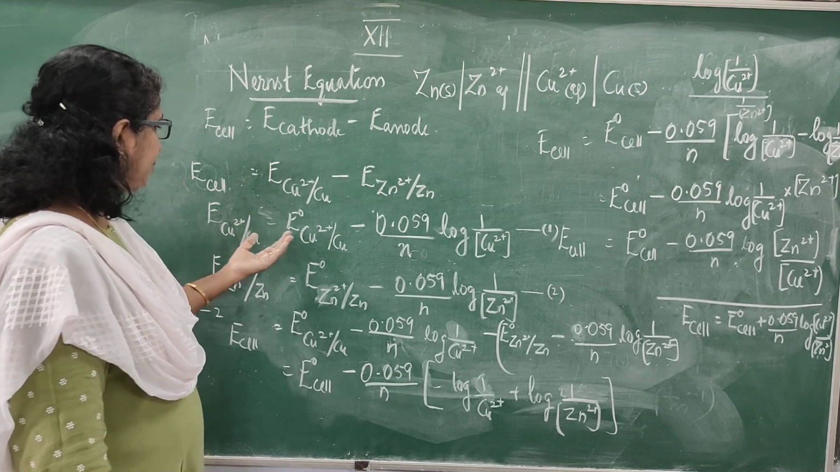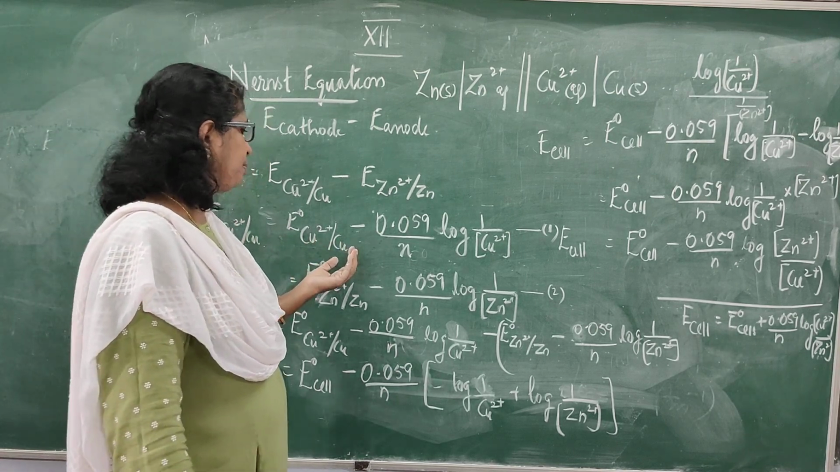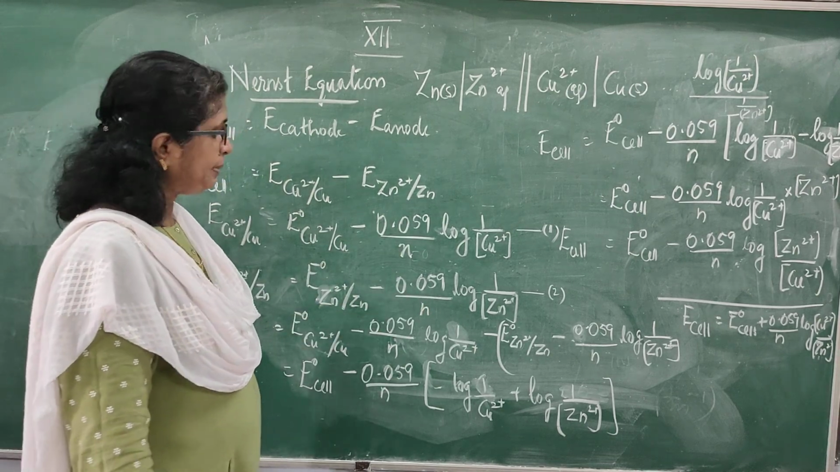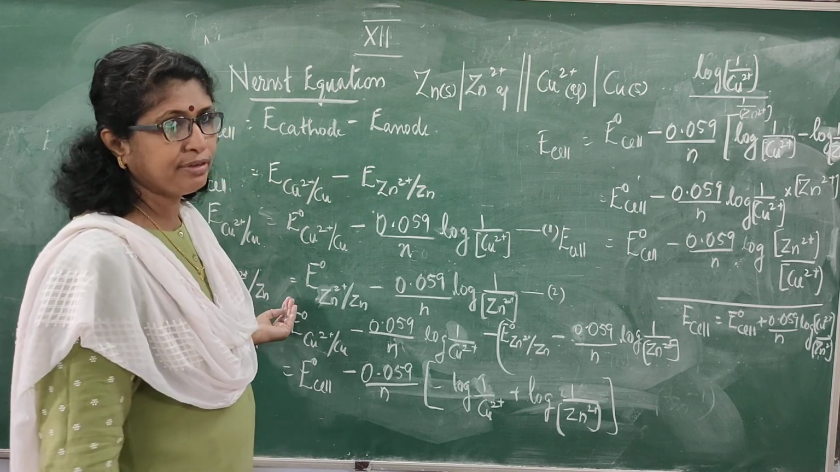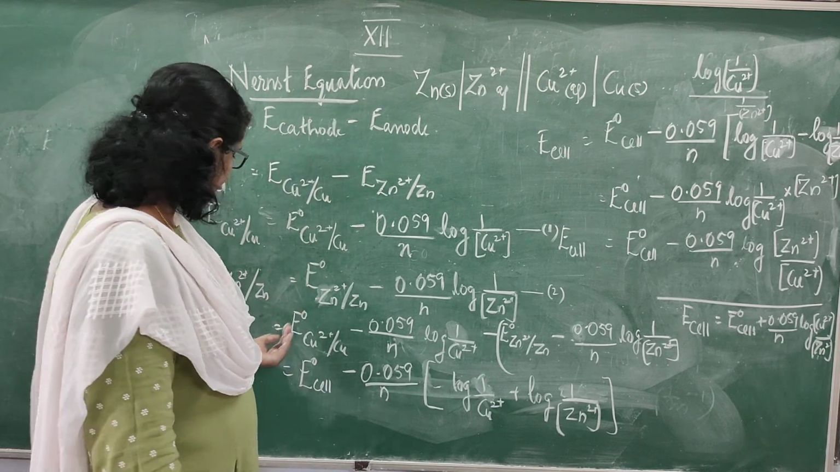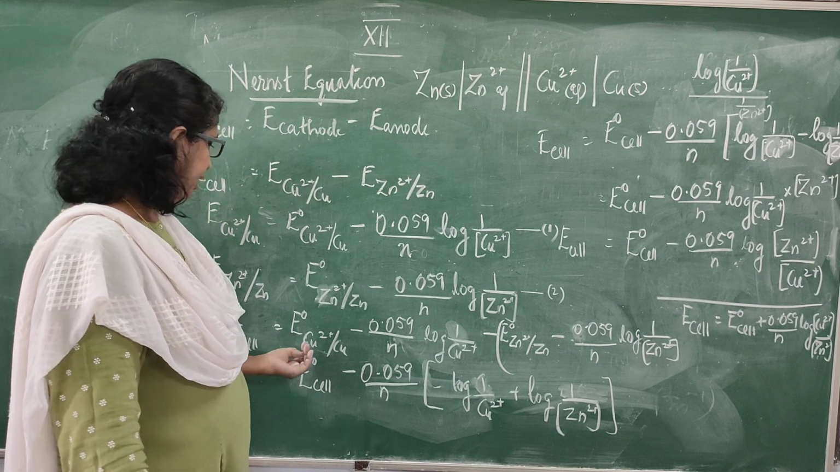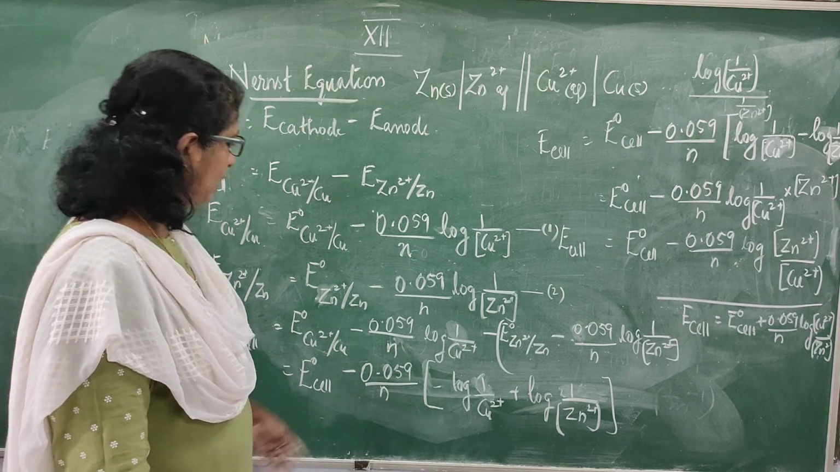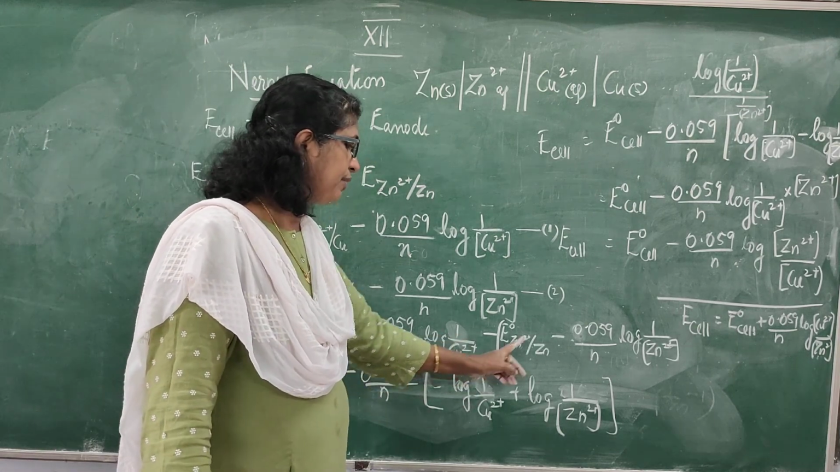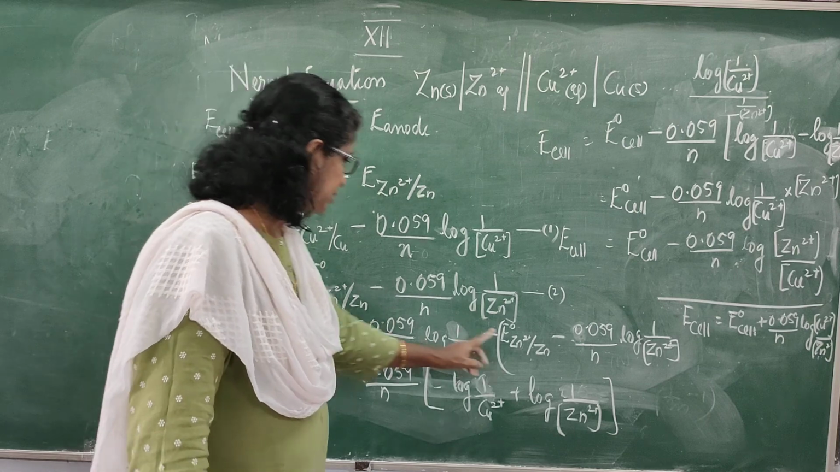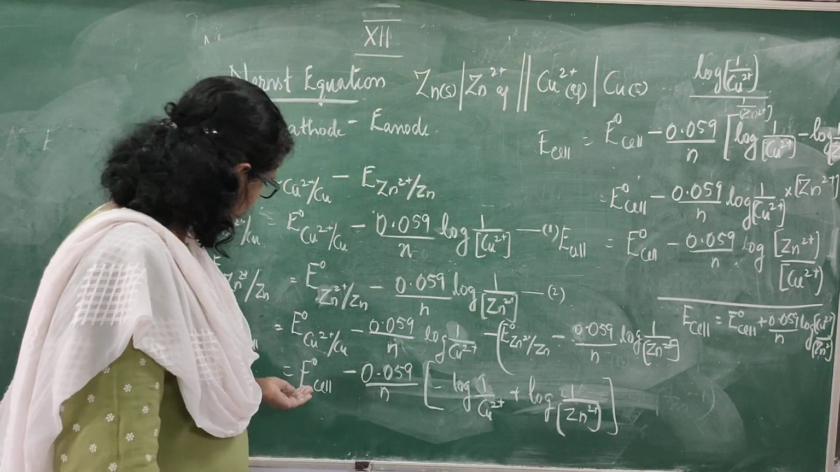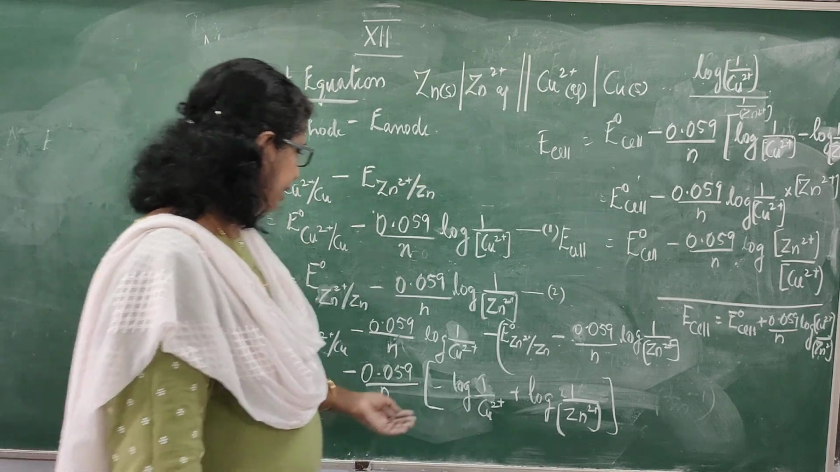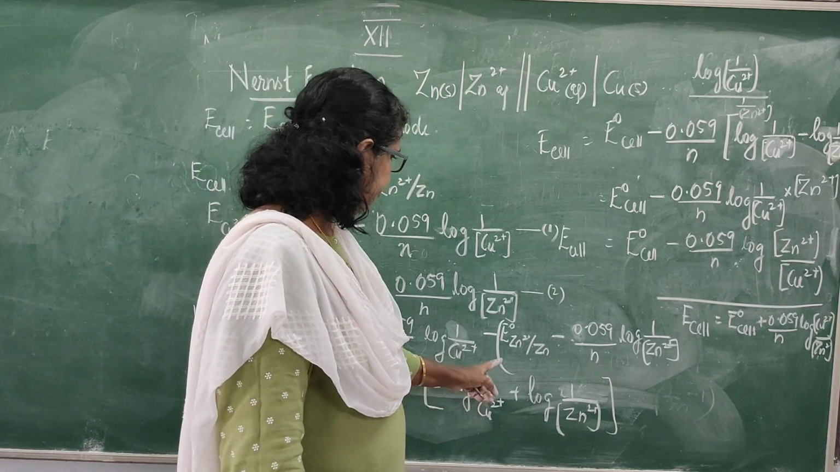So E Cu2+|Cu is equal to E° Cu2+|Cu minus 0.059 by n log 1 by Cu2+, and similarly for the anode. Then E cell is equal to E° cathode minus 0.059 by n log 1 by Cu2+, minus of this one. Then E° Cu2+|Cu is E° cell minus 0.059 by n, you take outside. Then minus of 1 by Cu2+, then plus.